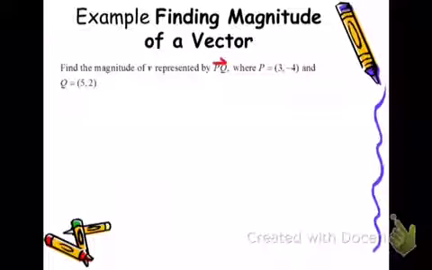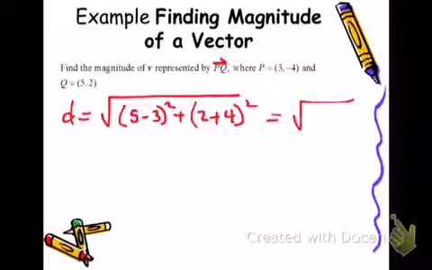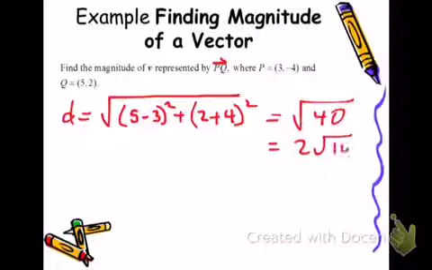Now, how could we do this? We could use the distance formula, and we could say the distance here is equal to the square root of 5 minus 3 squared plus 2 minus -4 squared. And that's equal to 4 plus 6 squared, square root of 40, which we could simplify to be 2 times the square root of 10. How else could we do it?